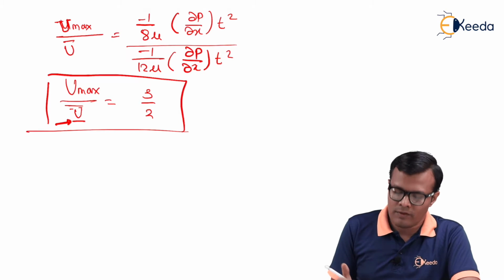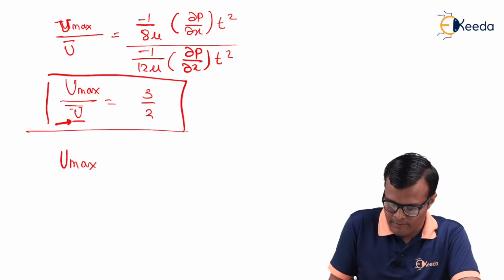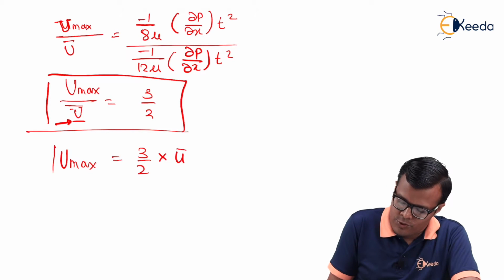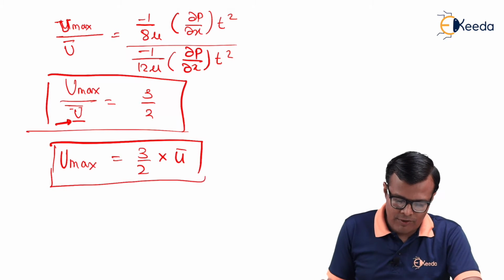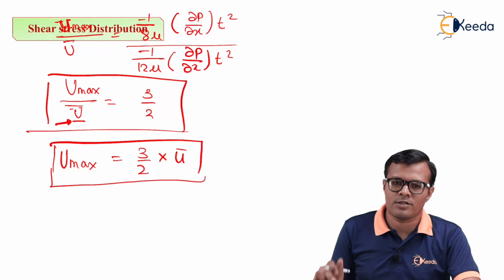And now we can find the value of u max. This is the theoretical value, u max, by just multiplying 3 by 2 to u bar. So for simplicity in the calculations, we have derived this equation. Now let us see the shear stress distribution.